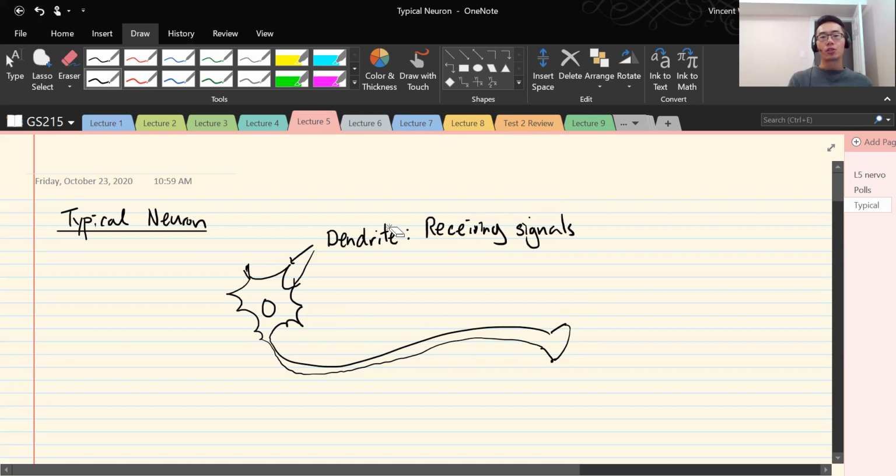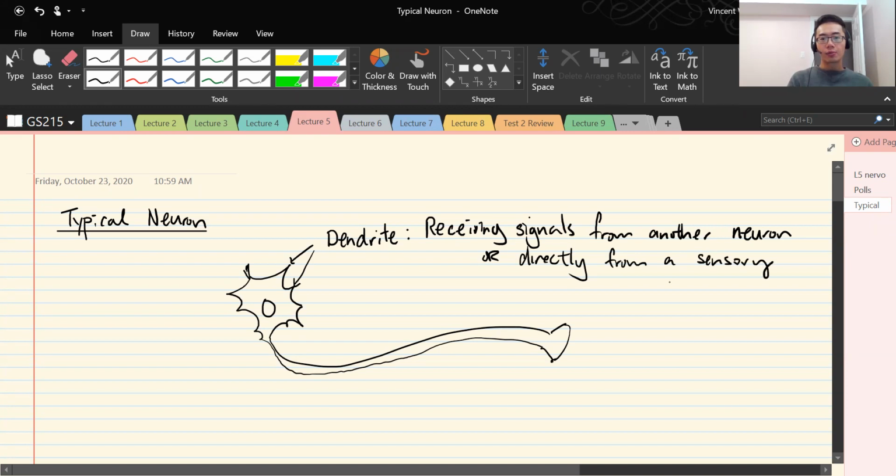Right? So right now, just know that the dendrite is going to be the receiving end of the neurons. And once again, usually it receives signal from another neuron, but it can also receive it from a sensory receptor. So receive signals from another neuron. Okay, that's like most of the case, or directly from a sensory receptor.